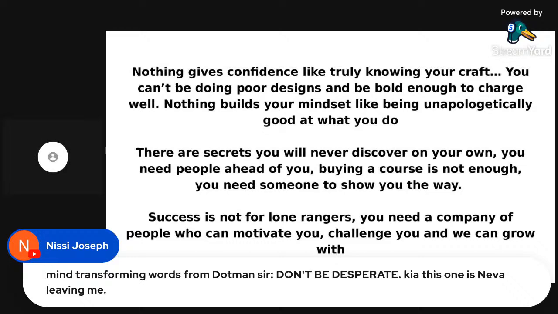And you see, talk about community. Success is not for lone rangers. You need a community of people that can motivate you, that can challenge you, and that you can grow with. Now that is the place of community.